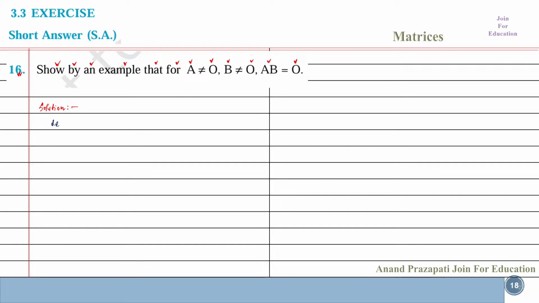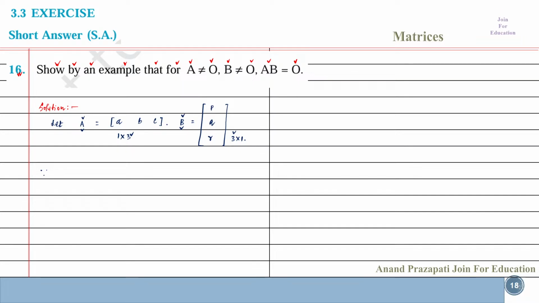Let matrix A be a row matrix [A, B, C], and matrix B be a column matrix [P, Q, R]. The order of A is 1 by 3 and the order of B is 3 by 1. So the number of columns of A is equal to the number of rows of B. Therefore the product of A and B is possible, and the order of AB will be 1 by 1.